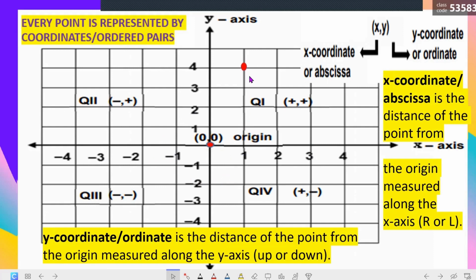Now, you have here a point. Let us try to represent this by an ordered pair. So this is how we are going to go about it.